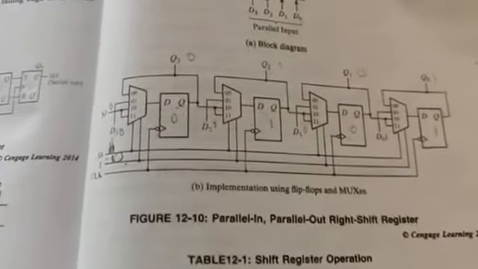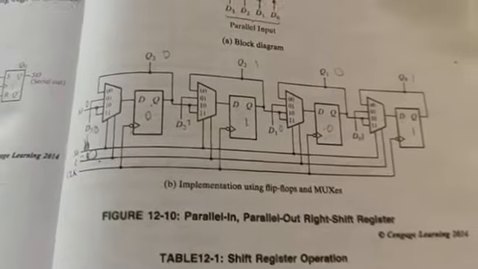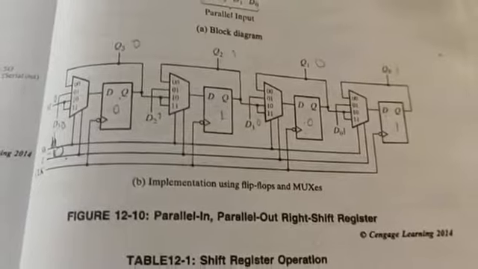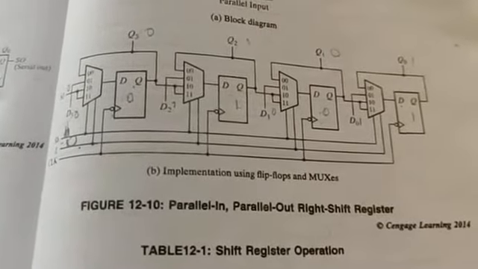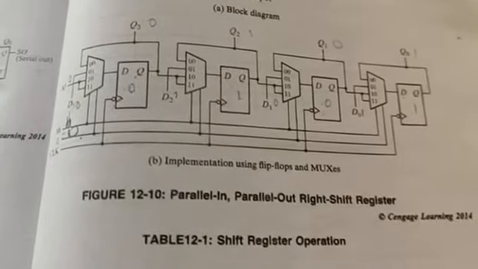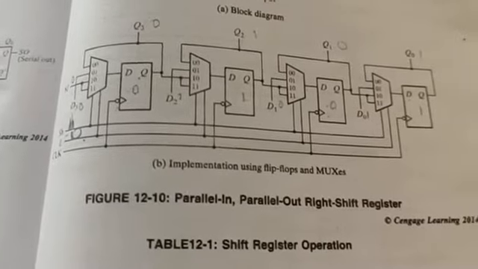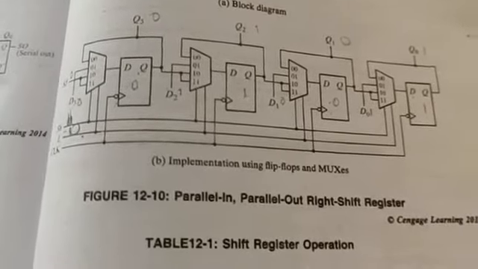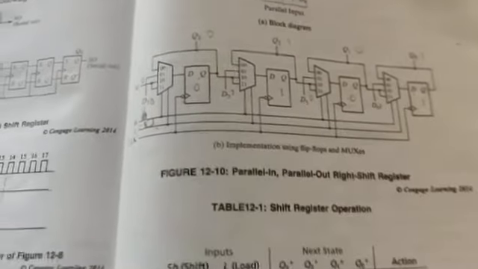So as of now, I have explained serial in serial out, parallel in parallel out. Now I have explained serial in parallel out. So shift and load are the two things which decide whether the operation will be performed as serial in parallel out or parallel in parallel out. Okay, that's it.